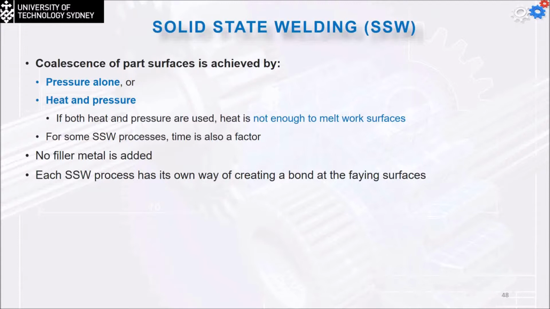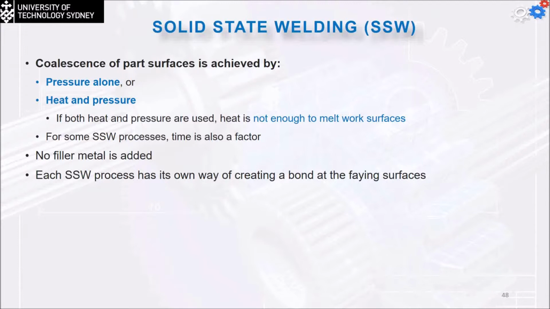And each type of the solid state welding process has its own way of creating the bond at the faying surfaces. If no melting occurs, then no heat affected zone will be generated. So the metal around the joints retains the original properties.